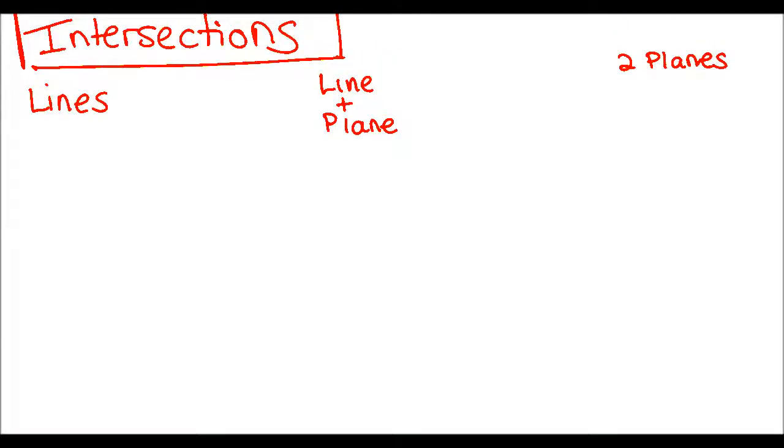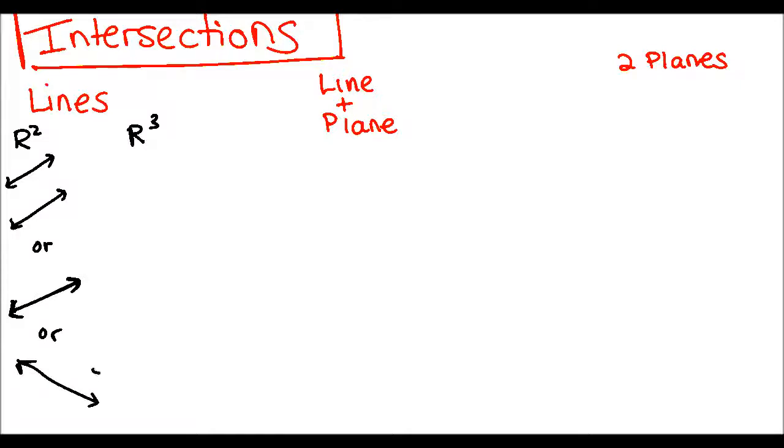All right, cool. So lines. We could have lines in 2 space. Let's just call 2 space R squared and 3 space R cubed because that's shorter. So in 2 space, they could be parallel, or they could be coincident, so they're essentially the same line, or they could be intersecting, so they cross and they intersect at a point.